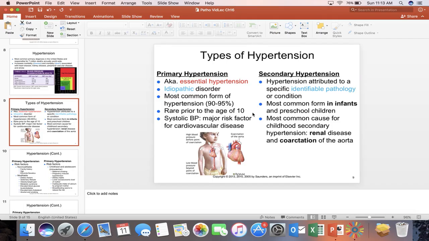Secondary hypertension is hypertension due to a specific identifiable pathology or condition. It is the most common form in infant and preschool hypertension. So there's an underlying disease or problem that causes this hypertension. The most common causes of childhood secondary hypertension are renal disease and coarctation of the aorta.